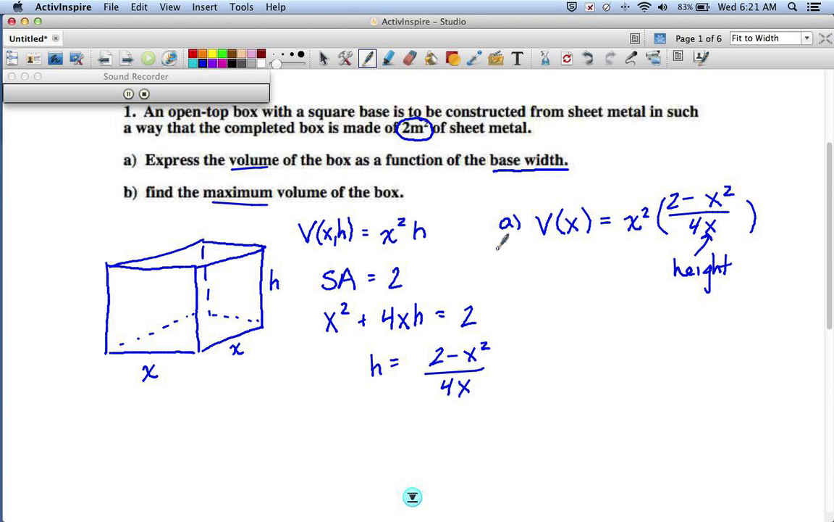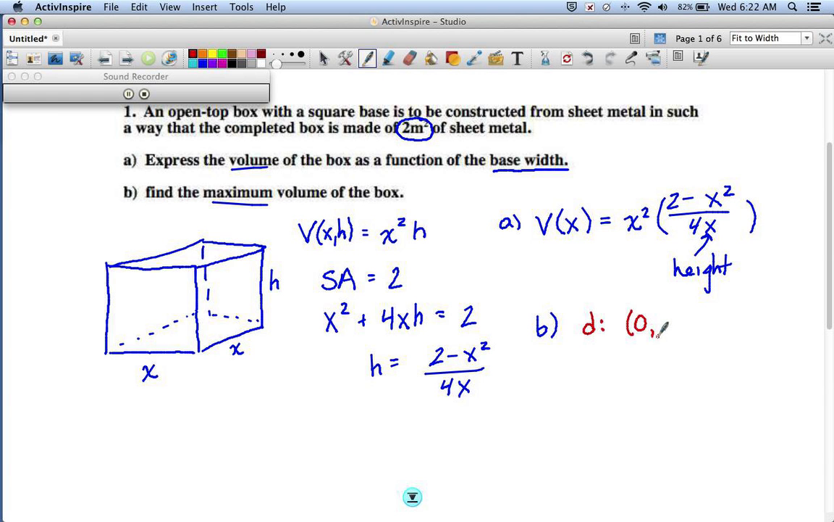Well, we have to rely on a calculator at this point. However, remember all the strategies we have for finding a nice viewing window. The realistic domain of this function. X is our independent variable, and x represents the width of the base of this box. We cannot have anything smaller than or even equal to 0.